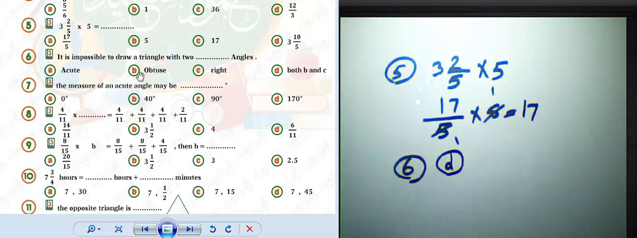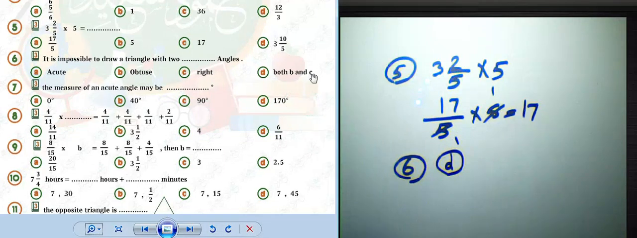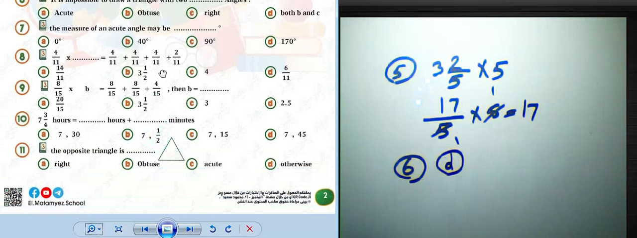We have two results here in letter D. Letter D asks about both B and C. We must choose B and C. So we must choose letter D about this example. Understood, my students? Because he asked about what? It's impossible to draw a triangle with two obtuse and right angles. Choose letter D.